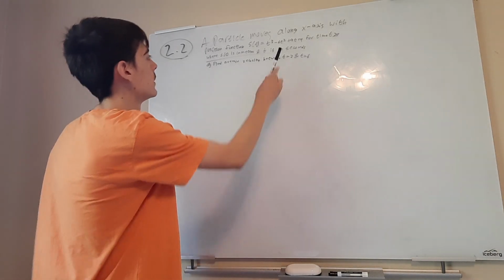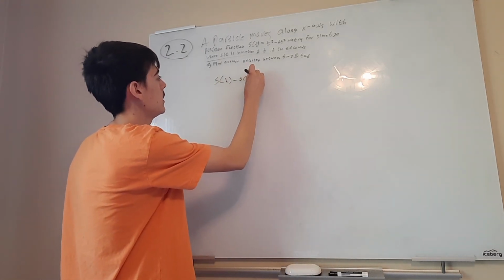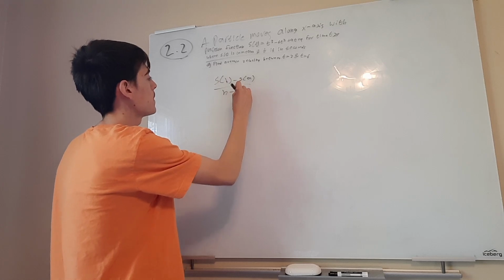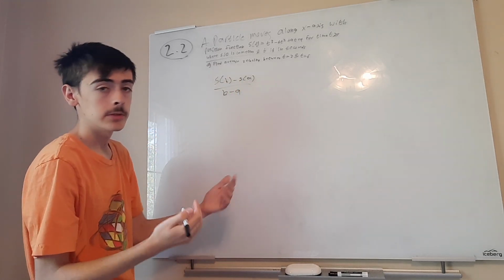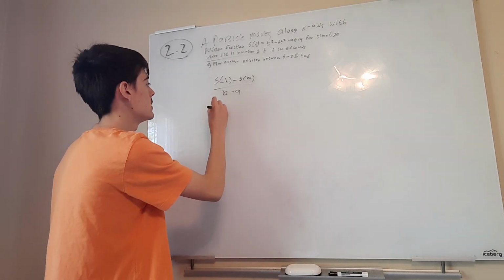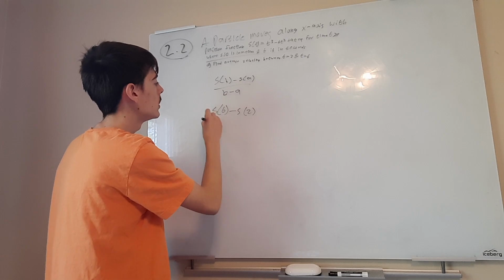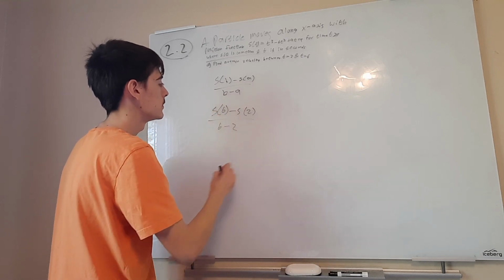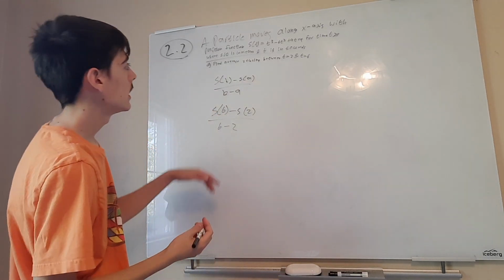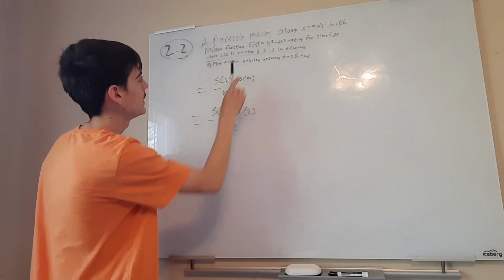So our formula would be s of b minus s of a over b minus a. And so now let's actually plug in our values. This time we are between t is 2 and 6. So it'd be s of 6 minus s of 2 over 6 minus 2.